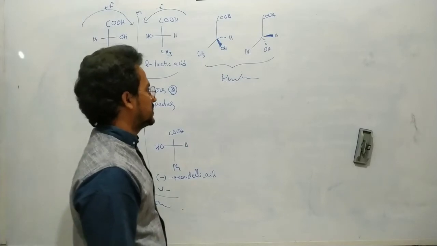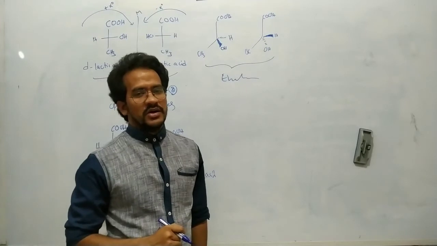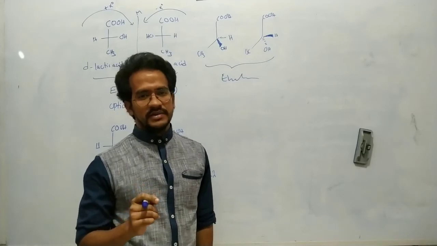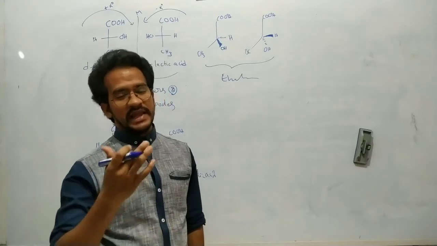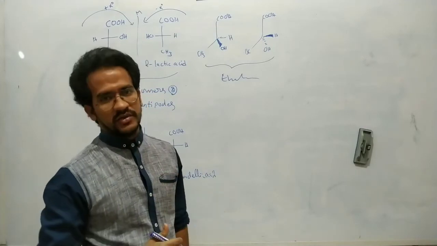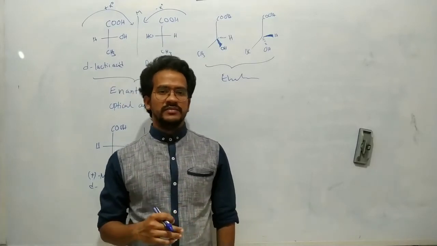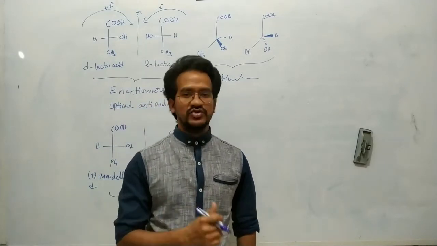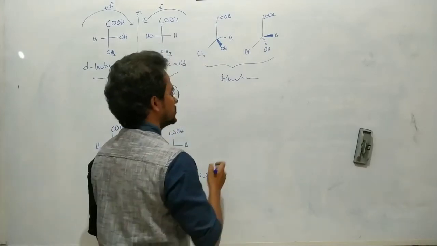Okay, that's it. Next, if a molecule contains a plane of symmetry, center of symmetry, or alternating axis of symmetry, that compound is optically inactive. I'm repeating again: if a molecule contains a plane of symmetry, center of symmetry, or alternating axis of symmetry, then the compound is optically inactive. Its optical rotation is 0. How does it have zero optical rotation?